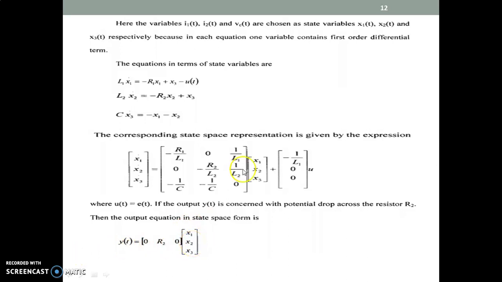R2 into I2. I2 is nothing but X2, because we have selected it as a state variable. So that one we represent again in vector matrix form. In this way we can find the state model. So this one is the state equation, and this one is the output equation. Combined, these two expressions are called the state model. That is the way to represent the state model by using physical variables. Okay, thank you.